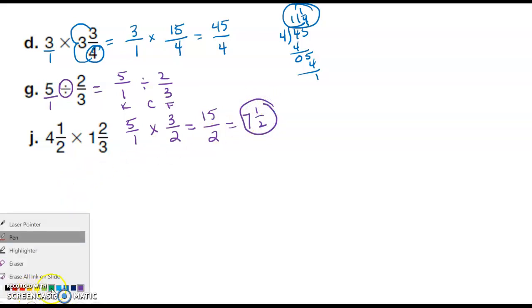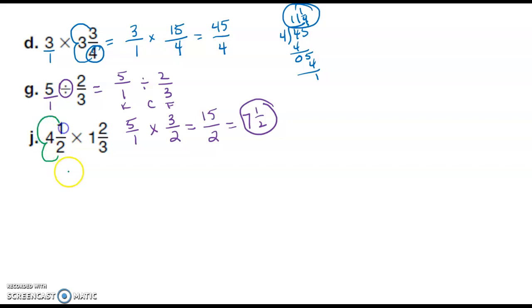Okay, and last one on this page. I have 4.5 times 1 2/3, so I'm going to have to popcorn it. 2 times 4 is 8, plus 1 is 9, all over 2, times 1 times 3 is 3, plus 2 is 5, all over 3. Multiply across. 9 times 5 is 45. 2 times 3 is 6.